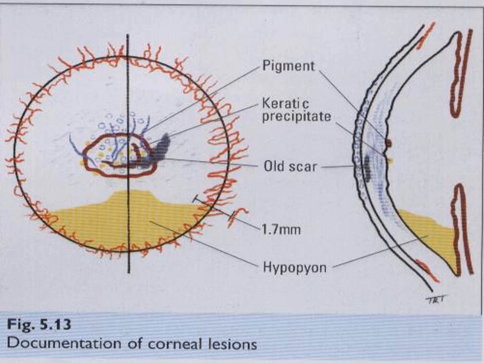In this picture, you can appreciate that when we examine the cornea, we draw the figures like that, and by the color coding, we can appreciate that the pigments are drawn brown, keratic precipitates as yellow, old scars as black, then hypopyon as yellow, the wavy circles as epithelial edema, and the blue wavy lines as stromal edema.